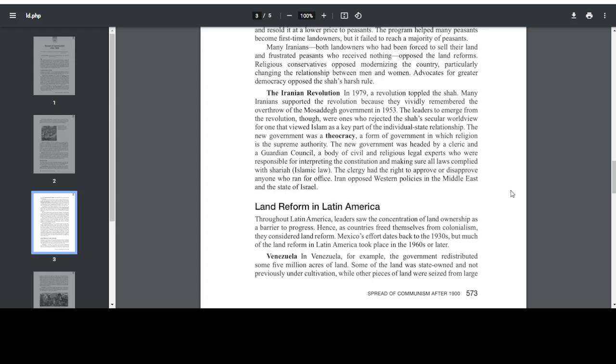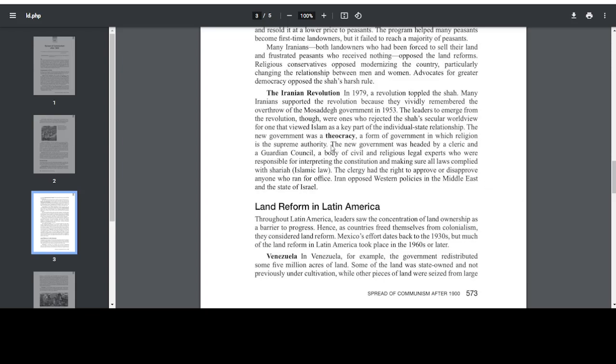The Iranian Revolution. In 1979, a revolution toppled the Shah. Many Iranians supported the revolution, as they vividly remembered the overthrow of the Mossadegh government in 1953. The leaders to emerge from the revolution, though, were ones who rejected the Shah's secular worldview, in favor of one that viewed Islam as a key part of the individual-state relationship.